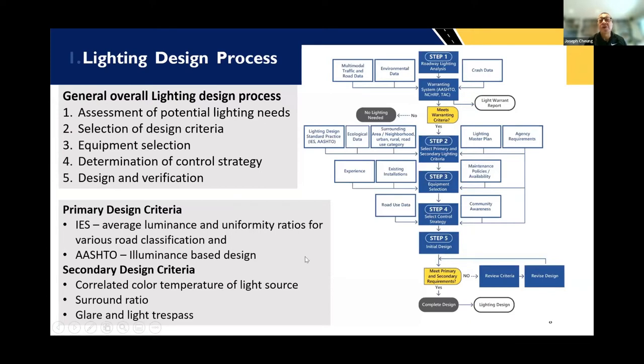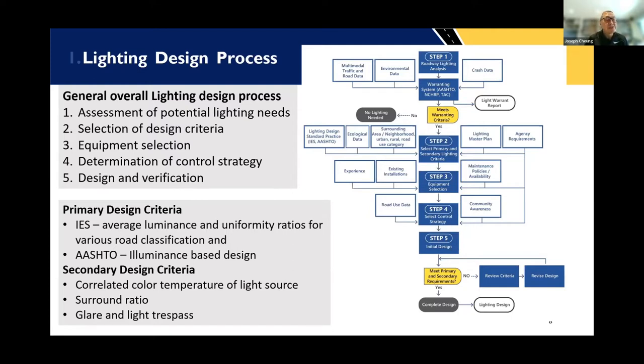This is a flow chart that shows the overall lighting design process. So from warranting, which is in essence determining, based on either AASHTO or the Illuminating Engineering Society, whether lighting is needed, all the way through taking the different kinds of criteria, and then getting to a point where they would complete the design and then send it into installation.